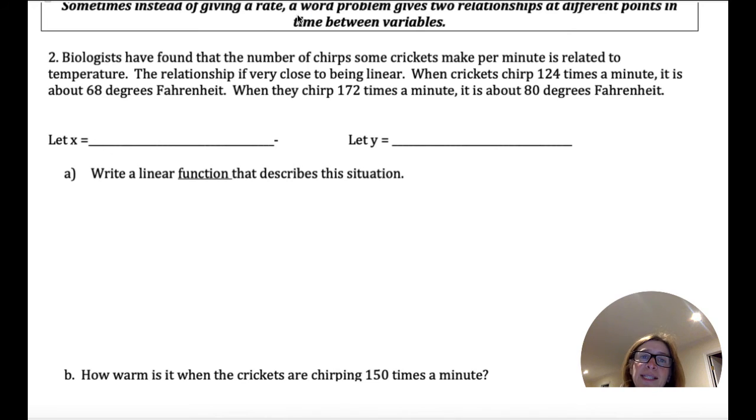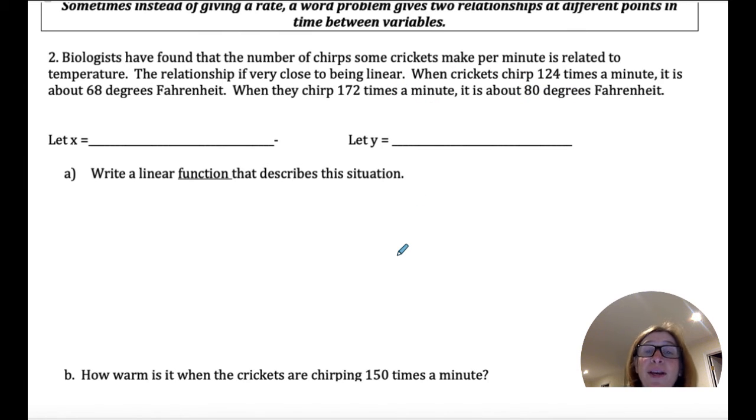What about, instead of giving you a rate, a word problem gives you two relationships at different points in time between variables? This might look familiar to some of you. It's the question some of you skipped on the last test. All right, so biologists have found that the number of chirps some crickets make per minute is related to temperature. The relationship is very close to being linear. When crickets chirp 124 times a minute, it is about 68 degrees Fahrenheit. When they chirp 172 times a minute, it's about 80 degrees Fahrenheit.